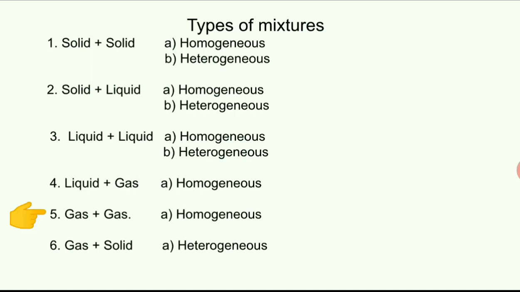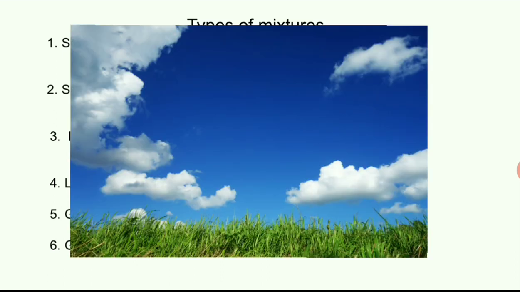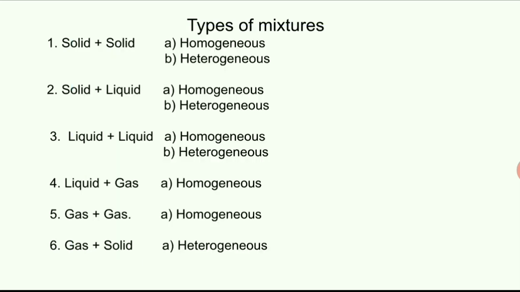Then talking about the fifth type, gas mixture. In this type, all the components exist in gaseous states, and these type of mixtures are also always homogeneous. And the most common example of this type of mixture is the air around us. Now, we cannot see the particles or we cannot recognize the different types of gases which are present in air. The air appears uniform, we can't even see it. Okay, so this is an example of homogeneous gas mixture.